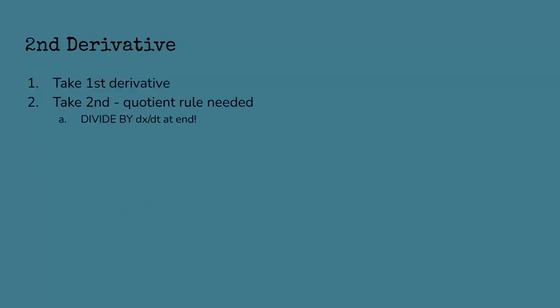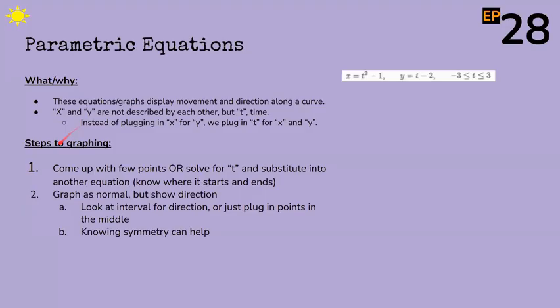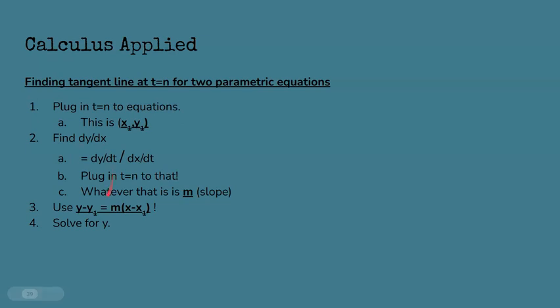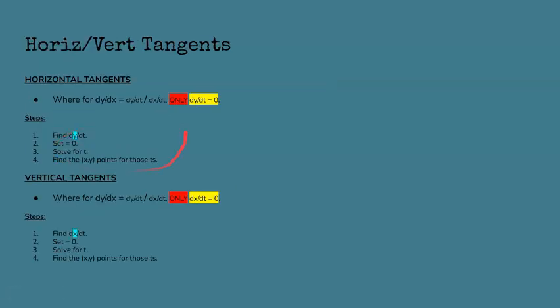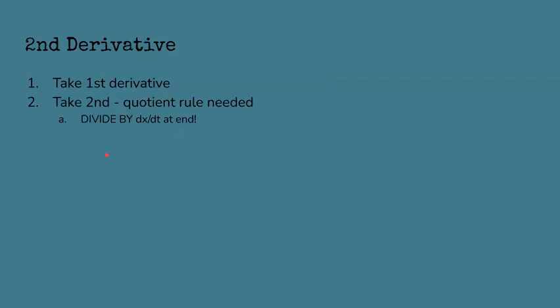You might also be asked to find the second derivative, hopefully not the third, but if you were doing that, it's not actually exactly how you would think. It's not just, okay, take the derivative using this equation and then do it again. There's actually something different. You'll have to use the quotient rule once you do the first derivative, because the answer that you'll end up getting will be a fraction. And then you also have to divide by dx/dt at the end.